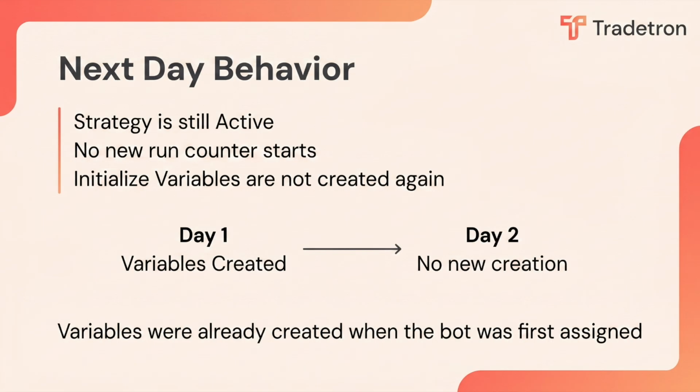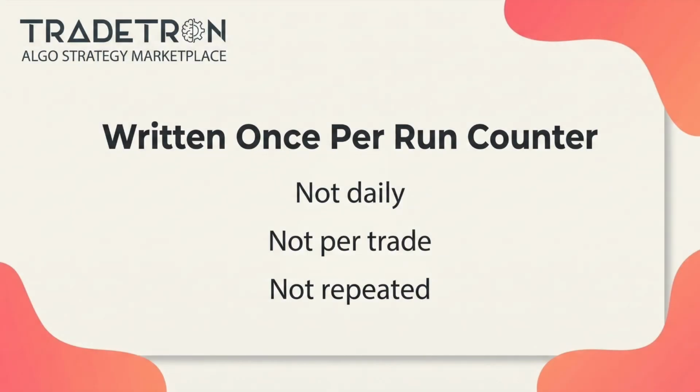Now what happens the next day? If your strategy is still active and no new run counter has started, then Initialize Variables will not be created again. They were already created the first time the bot was assigned. So just remember this one simple rule. Initialize Variables are written only once per run counter, not daily, not per trade, and not repeatedly.